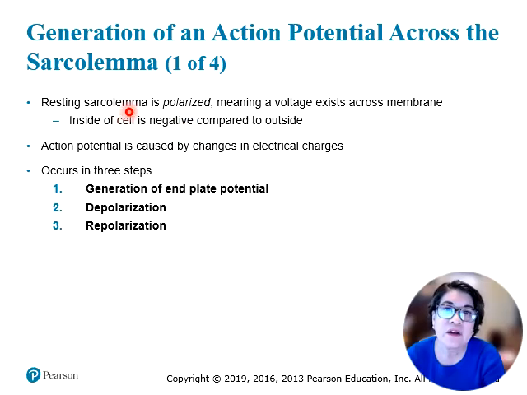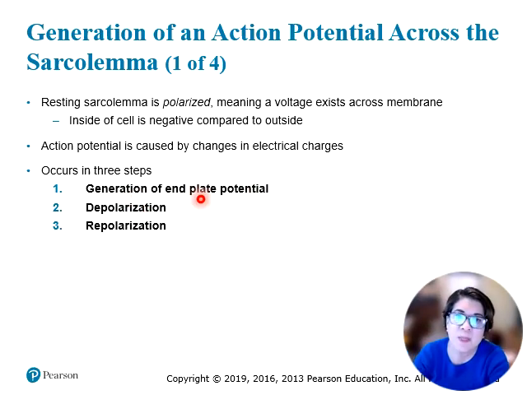Okay, when the sarcolemma is resting, it's polarized. So when it's not contracting and there's no action potential, it's polarized. And then it's going to become depolarized when it's being zapped. So there's 3 steps to that. And when it's being zapped, it is electrical. Just like your nerve impulse is electrical, when the muscle is being zapped, it's an electrical response too. So 3 steps: generation of end plate potential, depolarization, and then repolarization, and it goes back to normal. So those are the same steps basically as a nerve that's having an action potential.